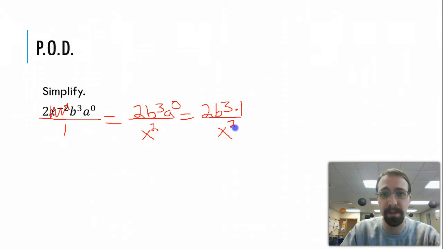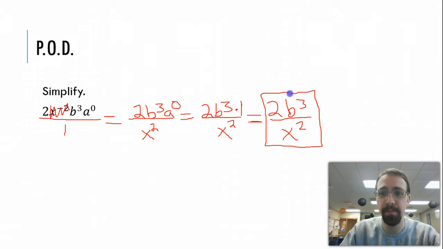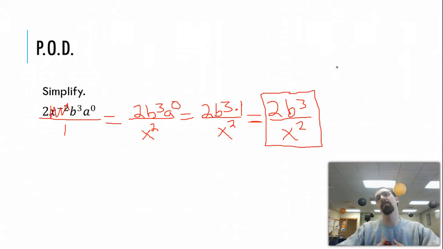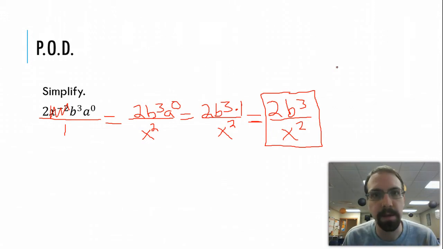I'm using my mouse to see if it's any better. So 2b cubed times 1 is just really 2b cubed. We don't need that times 1 in there. Anything times 1 is just itself. So that's 2b cubed over x squared. Sweet. Those are like some of your problems that we've gone over before, so hopefully that wasn't new, unless you were gone a lot this past week.